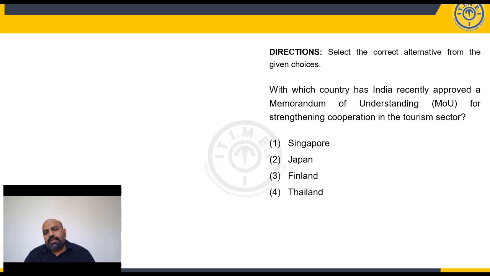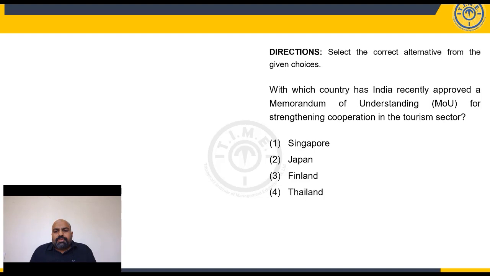L-E-E, Lee. Hsien, H-S-I-E-N. Hung, H-O-O-N-G, Lee Hsien Hung. In some places you will find Lee Hsien Loong. Not worry too much about proper nouns, okay? So the currency is Singapore dollar, of course.